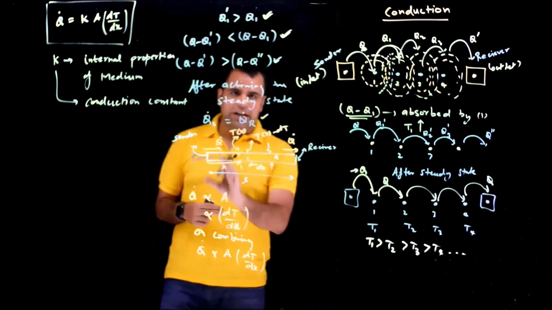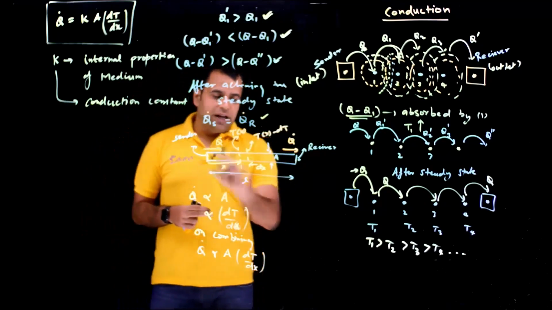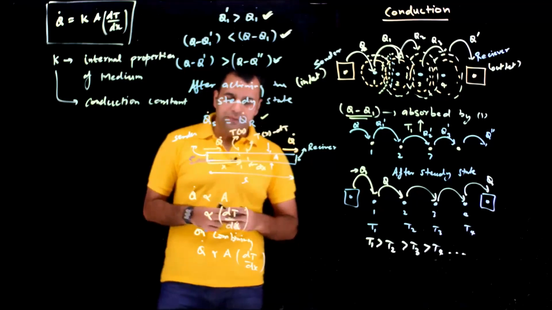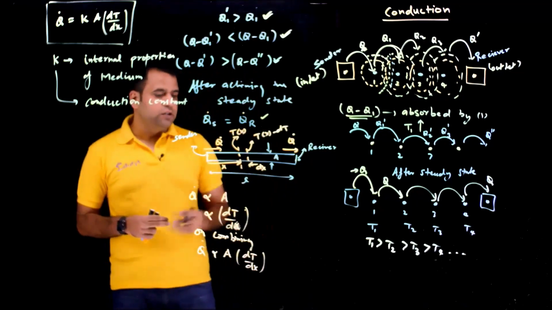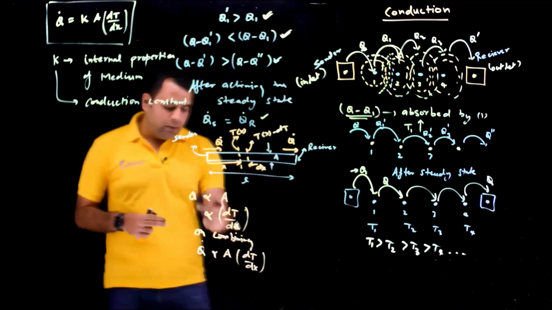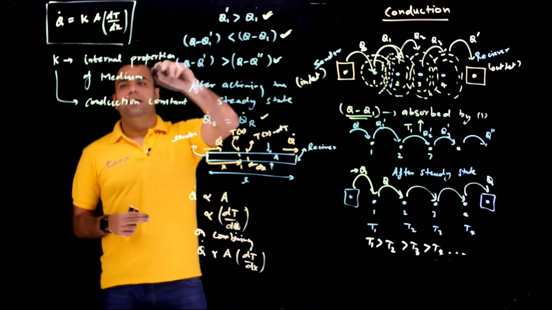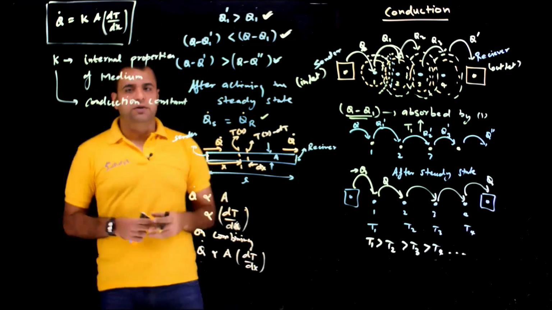Then we did the formulation. We took this case where we had the linear medium, and the Q heat was transferred through it, and the Q heat was received through it. And the formula we made, this was the formula, and the K we defined as an internal property of the medium, the conduction constant.